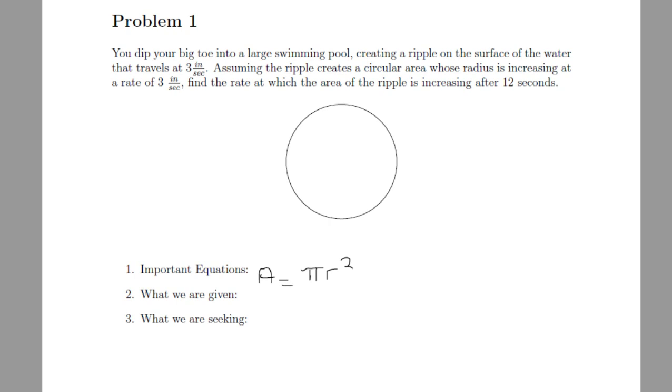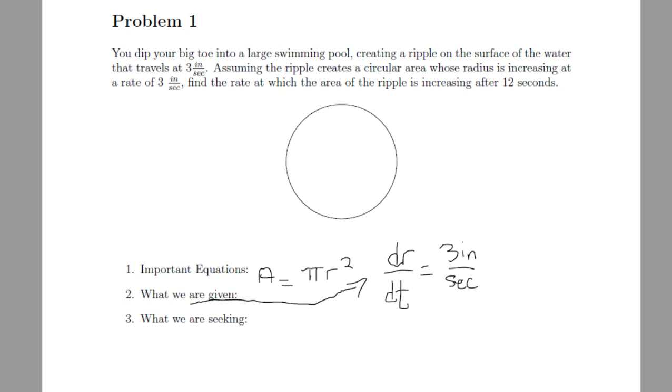And in this case, we're given a rate. The rate that we're given is, let's see, we'll draw a little arrow over here. We'll say we're given the rate of change of the radius with respect to time. So we'll call that dr over dt. And that is 3 inches per second. So that's the rate at which the radius of the ripple is increasing.